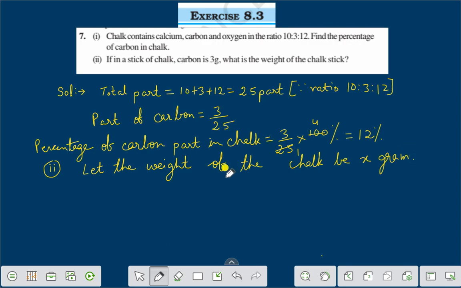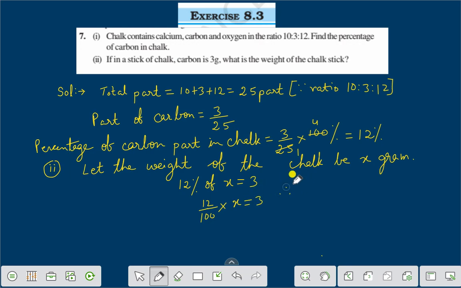Therefore, according to the question, the carbon is 3 gram, and the percentage of carbon in the chalk is 12%, that is 12% of x. According to the question, 12% of x is equal to 3. Or you can write 12 by 100, of means multiply, into x is equal to 3.